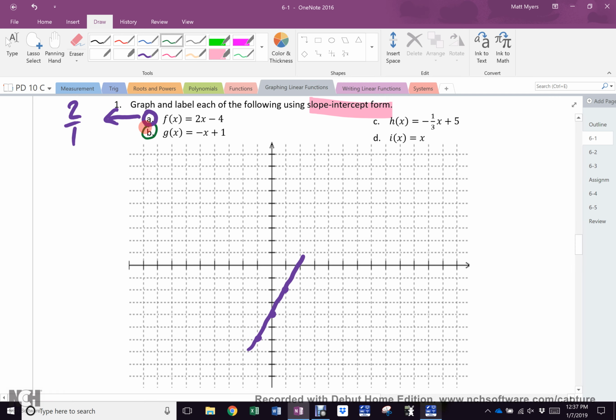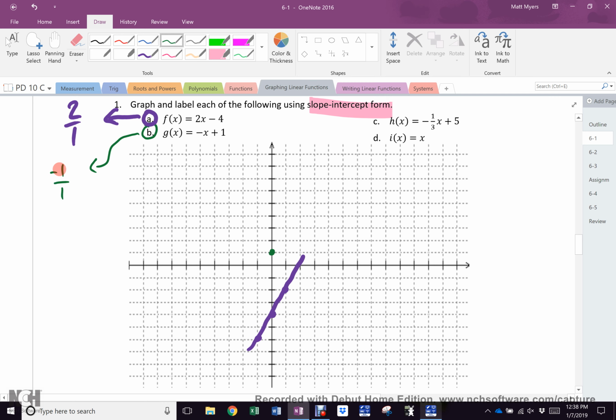Now, who is willing to tell me where I should start this function? On what axis? The y-axis, right there. Can I draw a line yet? No, I have to have at least 2 points, preferably 3 points. So, what is my slope? Not 0. Negative 1. This slope is negative 1 over 1.